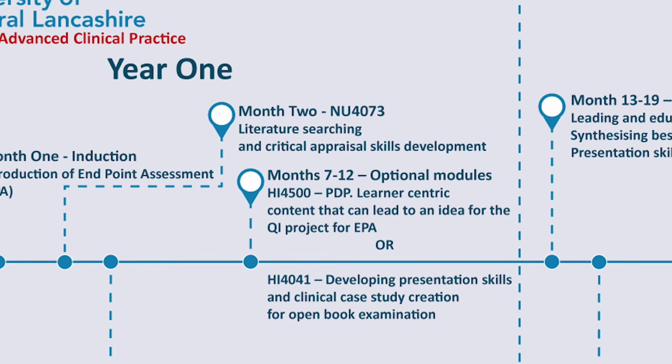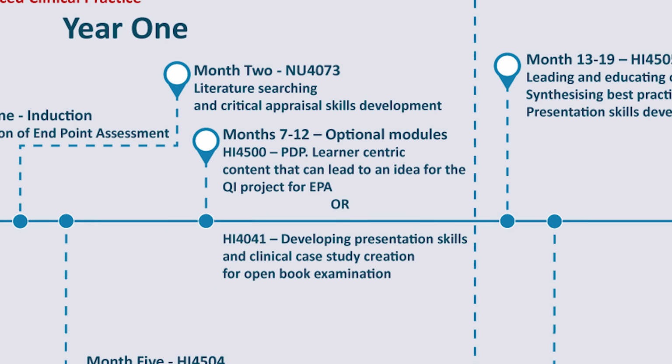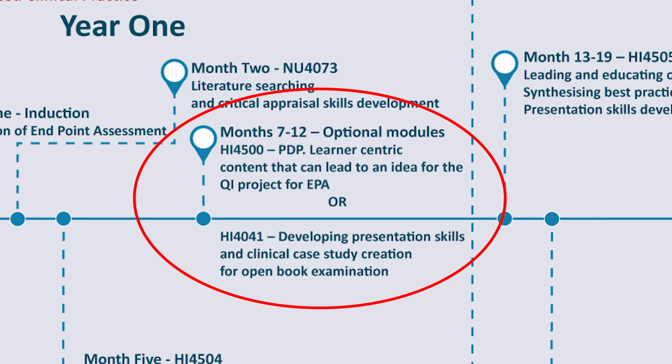You can see from this timeline that I've then included two optional modules, both of which are specific to the master's degree in advanced clinical practice and therefore your apprenticeship. The first one, which is HI 4500, gives you the opportunity to develop your personal development planning. It's very learner-centric, and the content allows you to develop your ideas that can then contribute towards your QI project for your endpoint assessment.